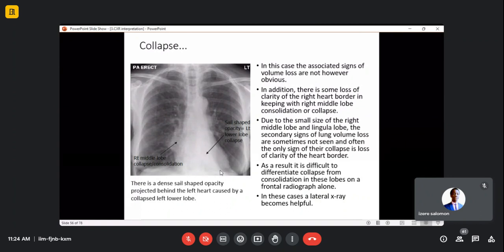When you see an opacity here, a double shadow, a triangular opacity with this line like this, think of left lower lobe collapse. What? Left lower lobe collapse. Repeat lecture. Left lower lobe collapse. This is left lower lobe collapse. How does it collapse? It is right middle lobe collapse. How is it? It looks like this.